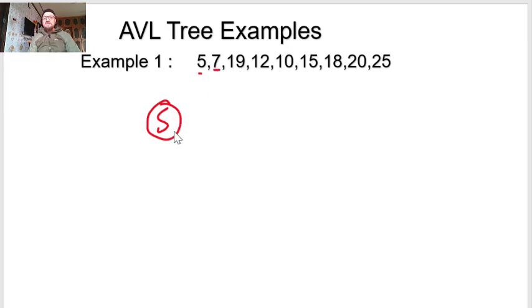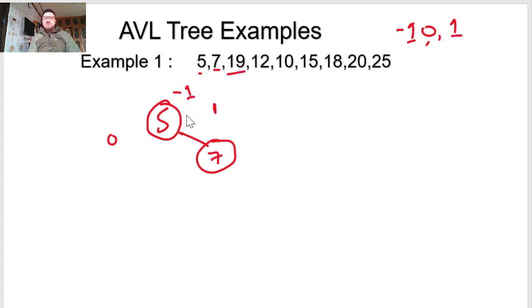Then we go to the next, 7. 7 is greater than 5, so it has to be on the right of it. Okay, again check the balance factor. Left subtree is 0, right subtree height is 1, 0 minus 1 is negative 1, so balance factor is negative 1. It's okay, no problem, because our balance factor can be negative 1, it can be 0, it can be positive 1. Okay, then comes the 19.